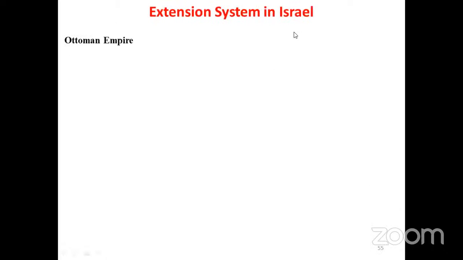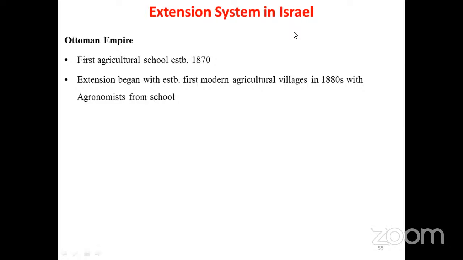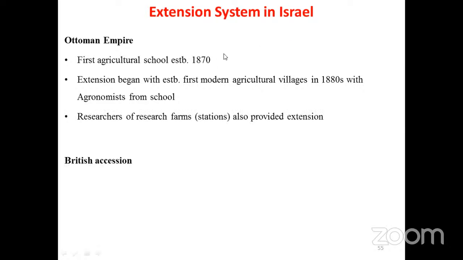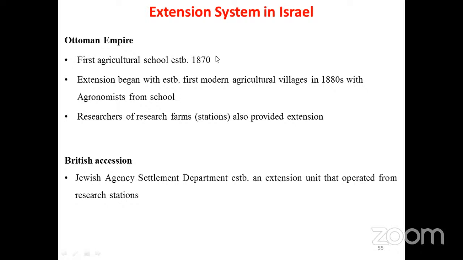Now let's have a look at Israel. You know, Israel earlier they had this Ottoman Empire, then Britishers came, then after World War II, many Jews shifted from Germany and many other countries to this area. So they started this field school in 1870 by Ottoman Empire, but this is not that important. We can skip this part if you want to.